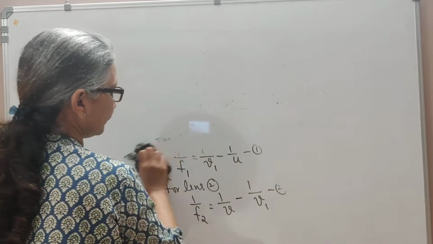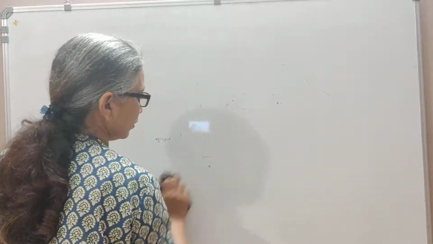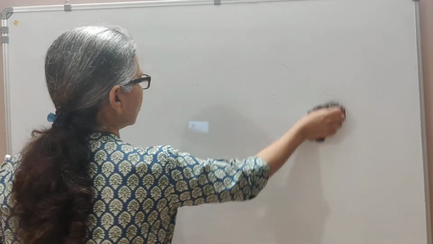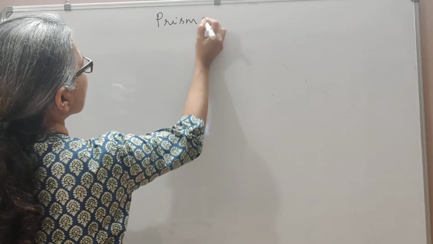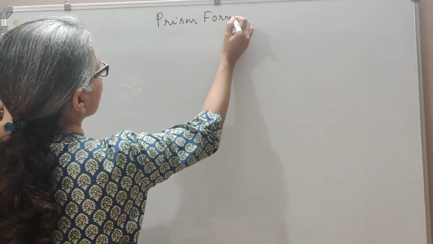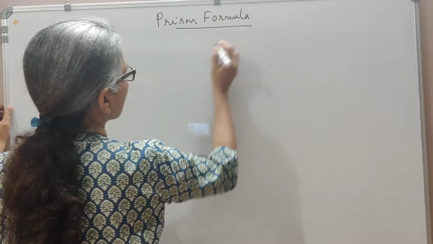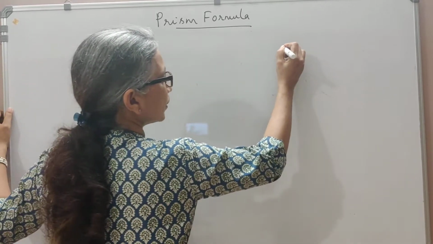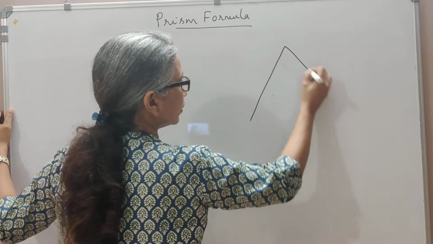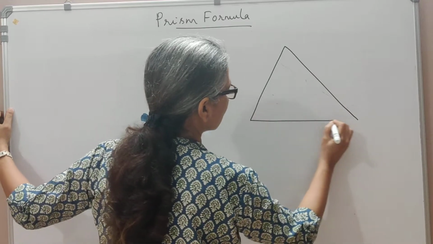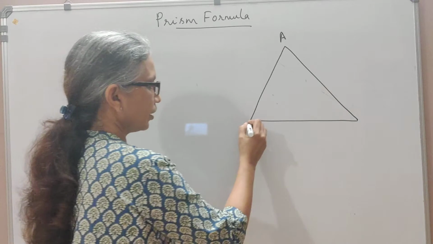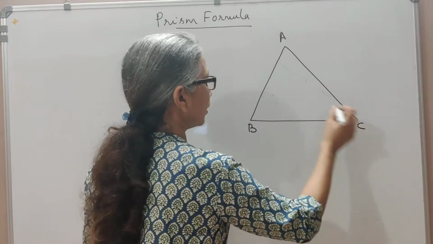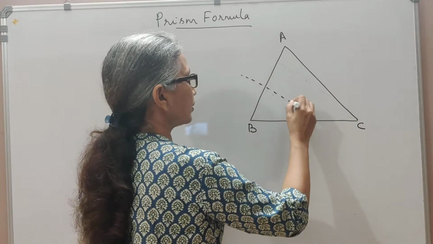Prism formula. So we have a prism here. This angle is called the angle A of the prism. This is a base. I am drawing the normal to both sides.